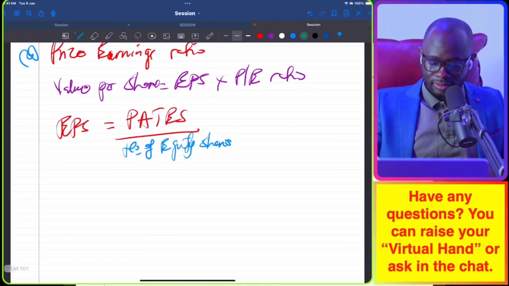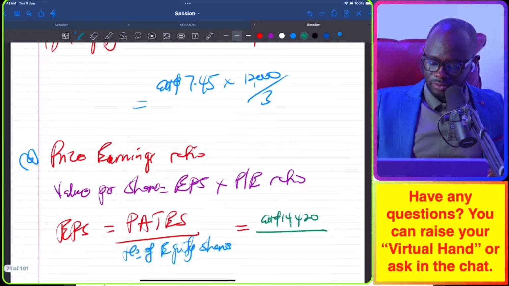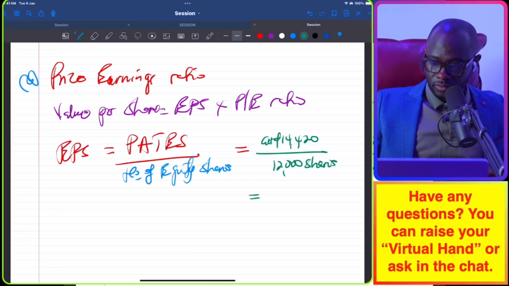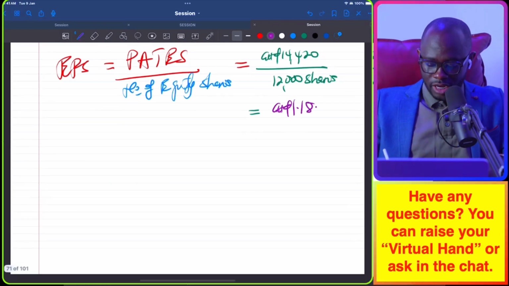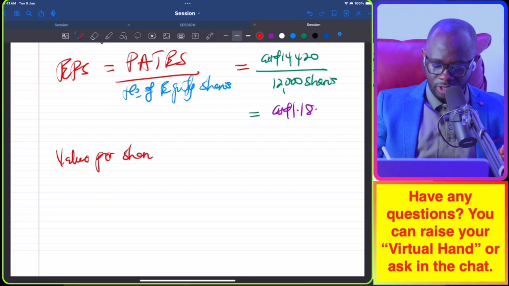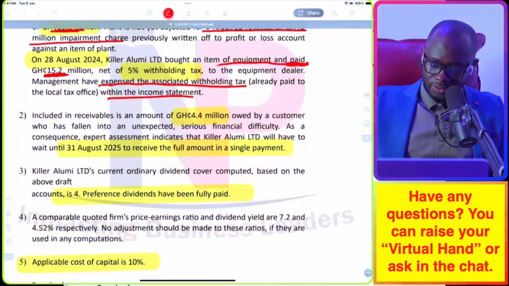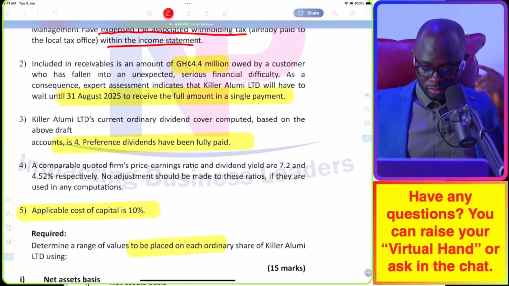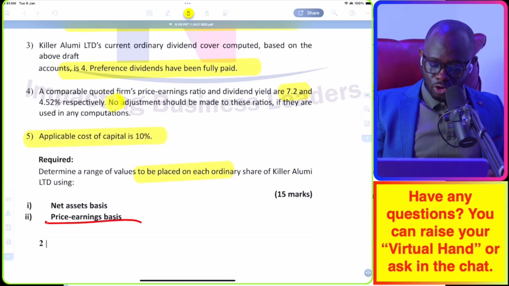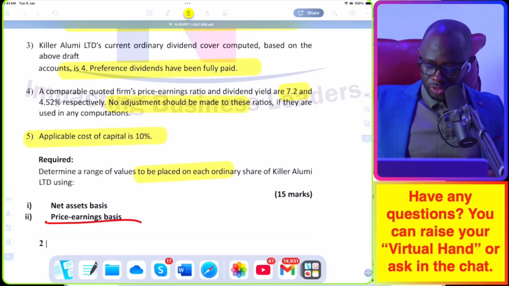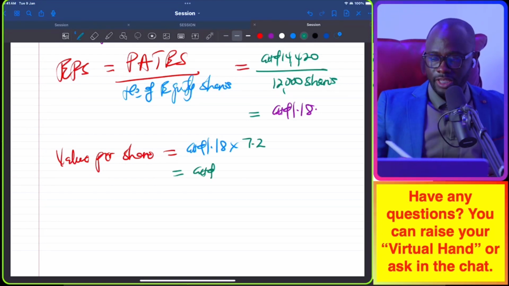So profit is 14,120. Let's come back. What is our number of equity shares? 12,000. What did we get? 1.18. Good. So now that you have this, you can calculate the value per share, which is the requirement of the question. So 1.18 times the proxy firm's PE ratio. What does it say? 7.2. So we won't adjust because they said no adjustment should be made to these ratios. So let's go. 7.2, what do I have? 8.5.